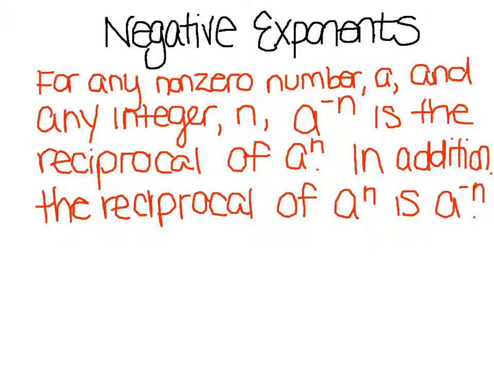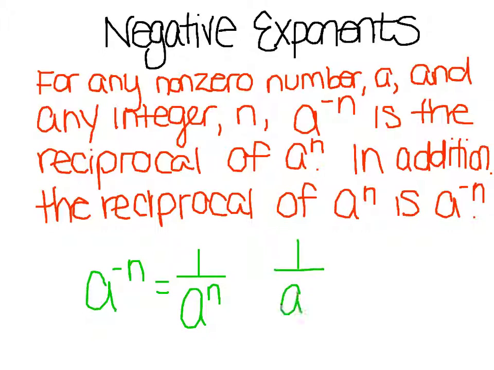So let's look at the rule. For any non-zero number a and any integer n, a to the negative n is the reciprocal of a to the n. Reciprocal meaning the reversed fraction. So if it's on top, it's moving to the bottom. If it's in the numerator, it moves to the denominator. But the same thing, if I have 1 over a to the negative n, that's the reciprocal. It's going to move to the top.